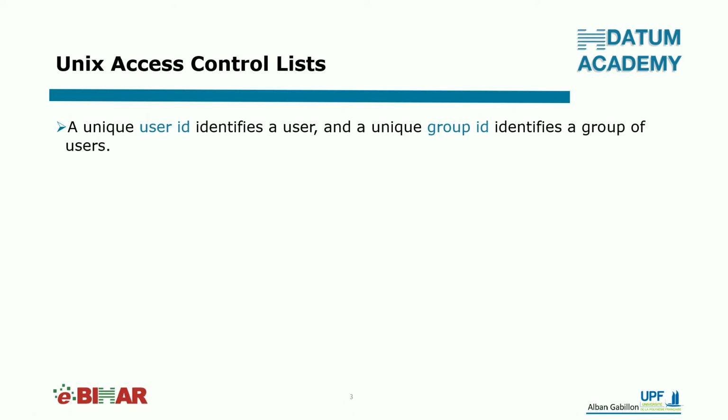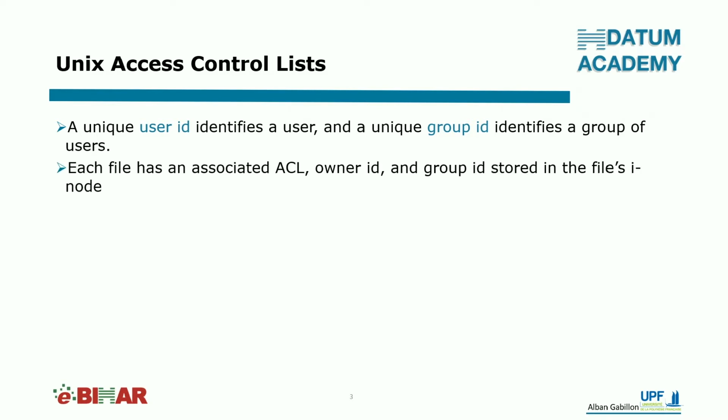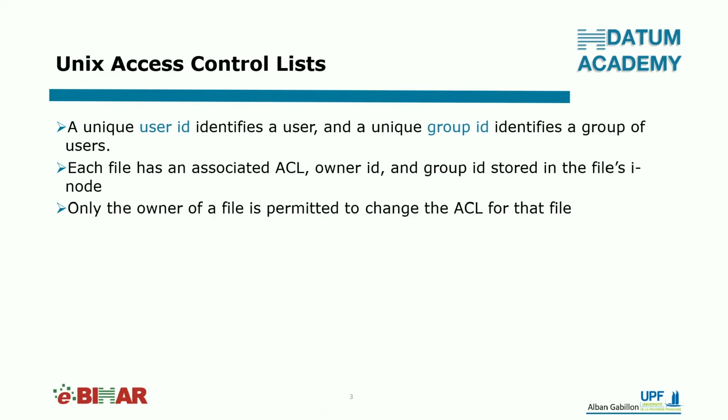A unique user ID identifies a user, and a unique group ID identifies a group of users. Each file has an associated access control list, an owner ID, and a group ID stored in the file's inode. You know that in the Unix system, inodes are data structures implementing the file and its metadata, like the access control list. And of course, since we are in a DAC system, only the owner of a file may change the access control list of that file.